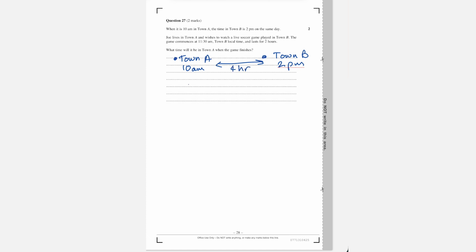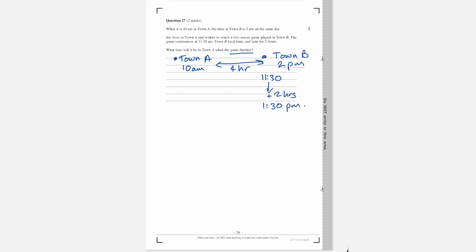Joe lives in town A, wishes to watch the live soccer game played in town B. The game commences at 11:30 and lasts for 2 hours. And we want to know when the game finishes. All right, so because the game lasts for 2 hours, we're going to plus 2 hours. 1 hour gets us to 12:30, 2 hours gets us to 1:30 p.m. All right, and that's all town B's time.